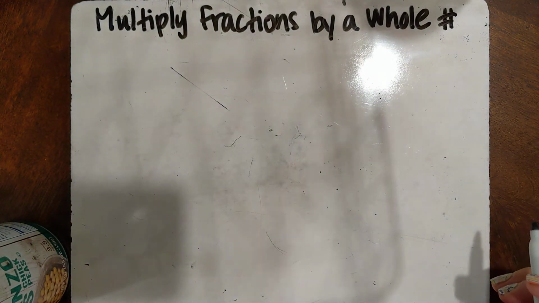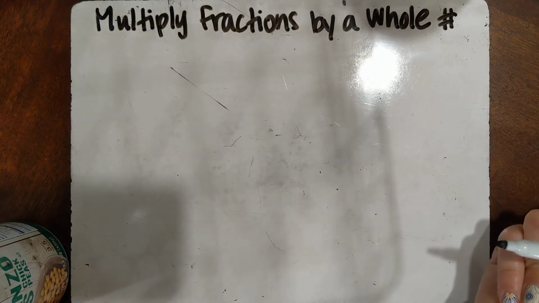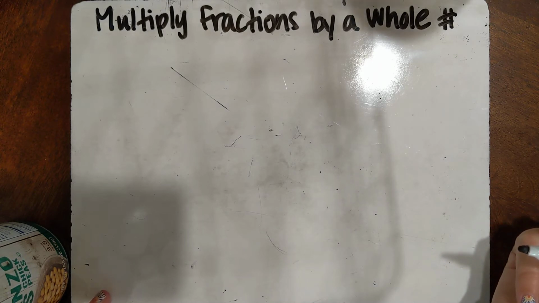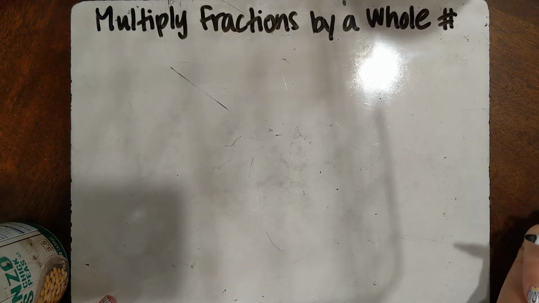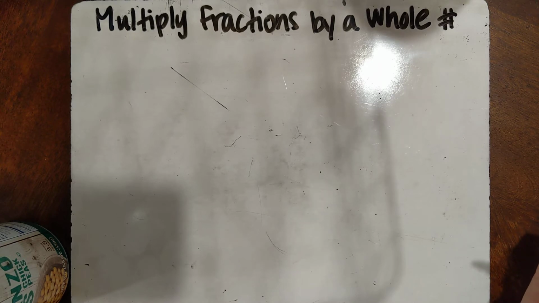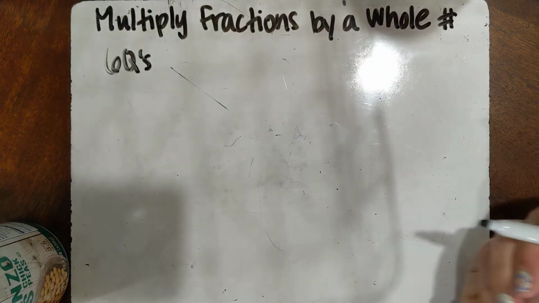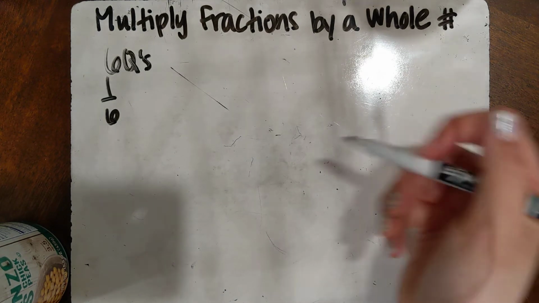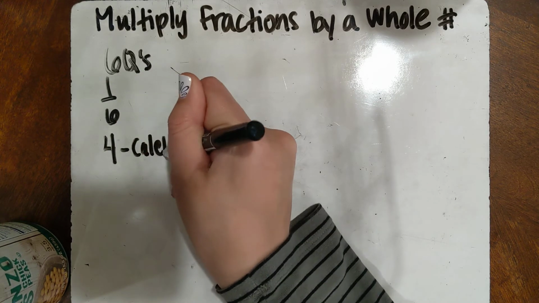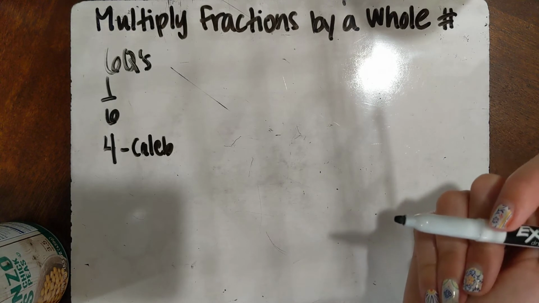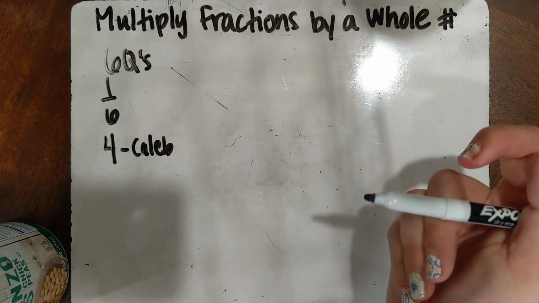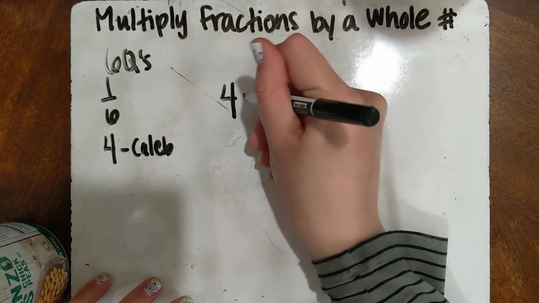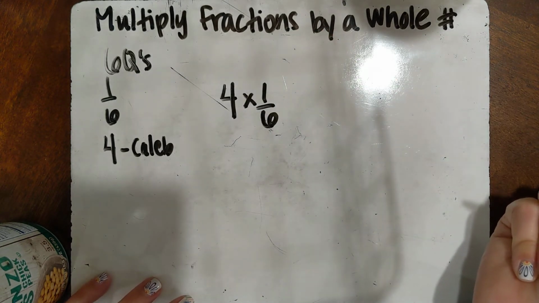All right, so our first problem is each card on a trivia game has 6 questions. Each question represents 1/6 of the questions on the card. Caleb correctly answered 4 of the questions. What fraction of the questions on the card did he answer correctly? Okay, let me read that again. There's some extra information in there. Each card on a trivia game has 6 questions. Each question represents 1/6 of the questions on the card. Caleb correctly answered 4, so 4 for Caleb. What fraction of the questions on a card did he answer correctly? Okay, so if Caleb got 4 and each question is 1/6 of the questions, then that's our problem.